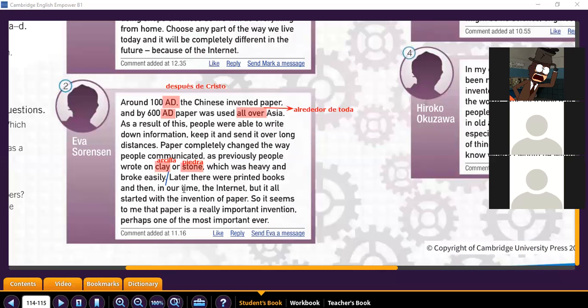So, it seems to me that paper is a really important invention. Es decir, desde mi punto de vista, a mí me parece que el papel es una invención muy importante, ¿no? Perhaps one of the most important ever. Quizás sea la invención más importante de todos los tiempos, ¿no? Perhaps. This word, perhaps, means quizás. So keep in mind this word.